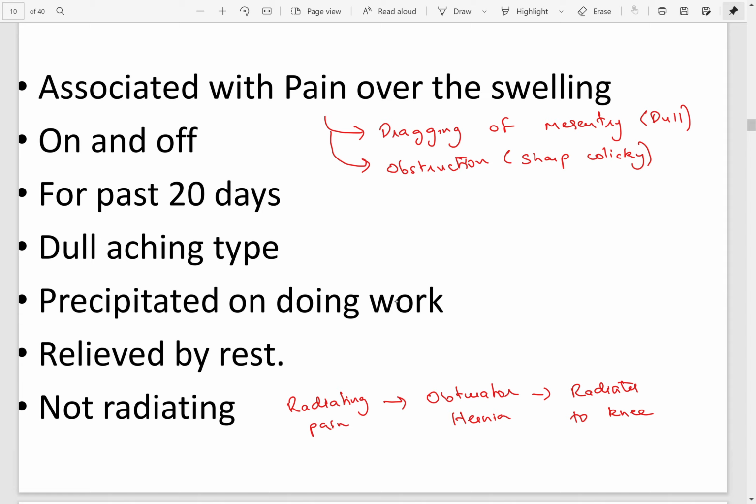So it's precipitated on doing work and relieved on taking rest. So not radiating. This radiation of pain occurs in a special type of hernia known as obturator hernia. So that's an extra point which you need to know.